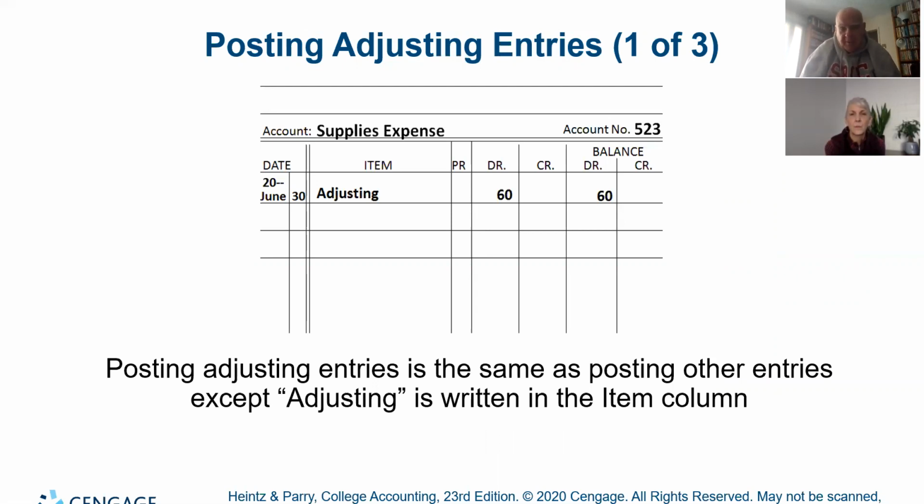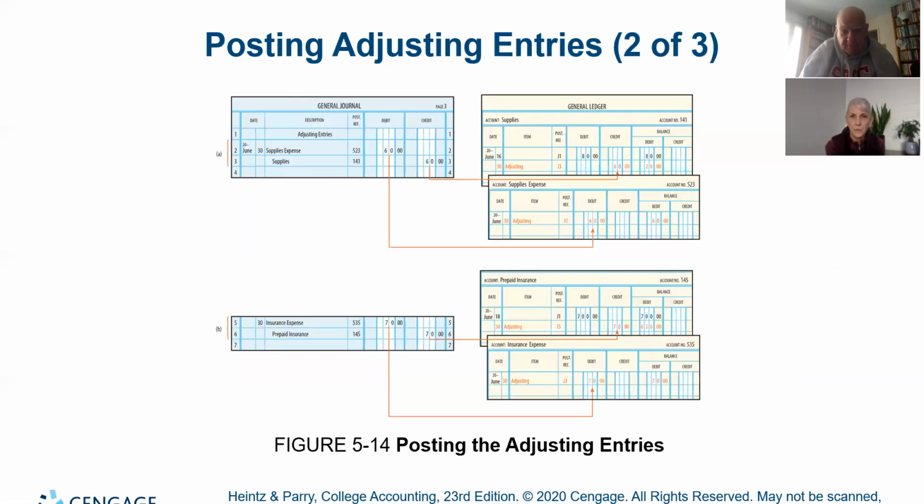Here I see a debit to supplies expense. Remember, we bought $80 and we counted 20. So we got a debit to supplies expense. And what are we going to credit?